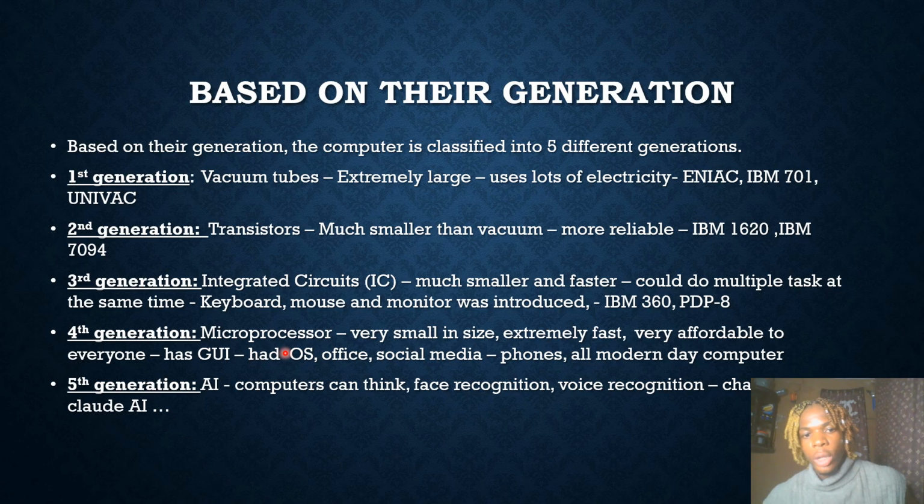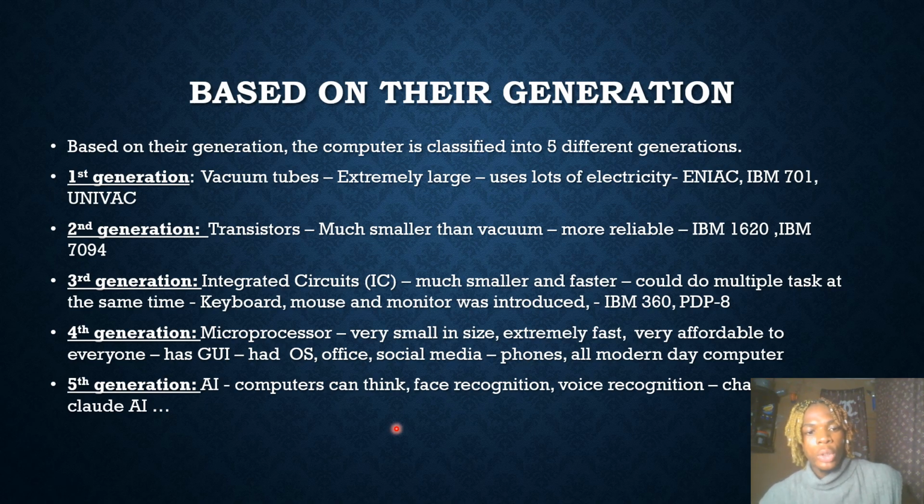In the fourth generation, we have the microprocessor. The fourth generation is actually where we are now, but because of AI and stuff, we've advanced to the fifth generation. In the fourth generation, we have the microprocessor. It's very small in size, extremely fast, and very affordable to everyone. It has GUI, that's the graphical user interface. It has the OS, the operating system. It has Office, social media, games, and all. Examples of this fourth generation are our phones, your laptop, your iPad, your tablet.